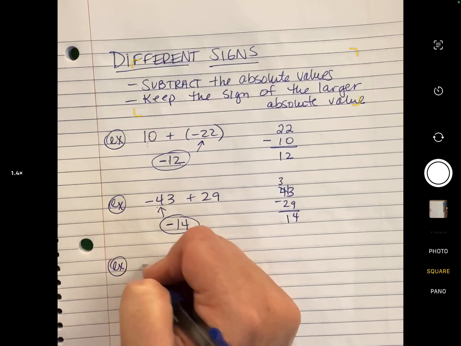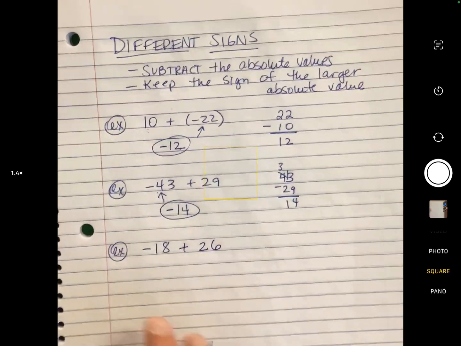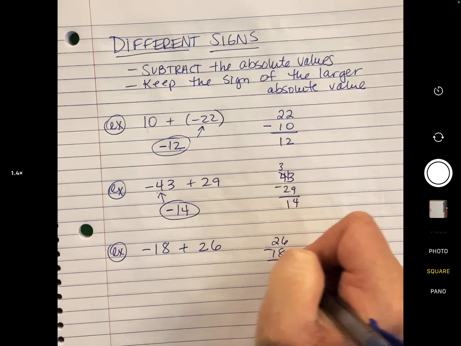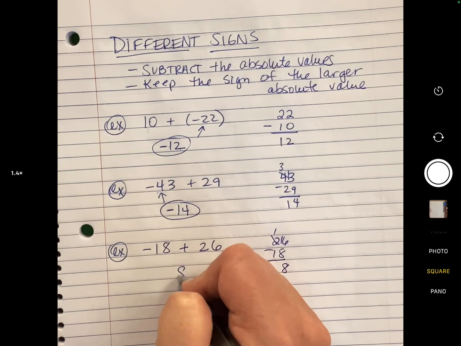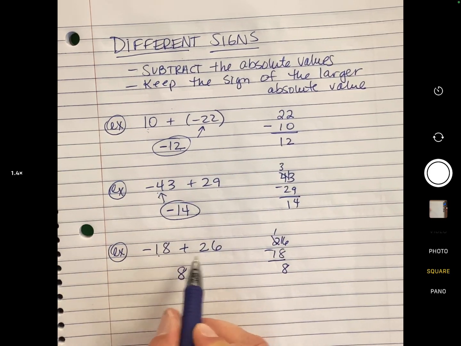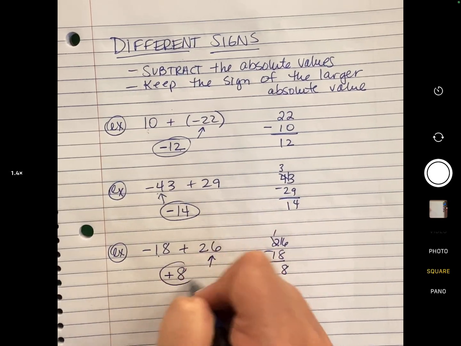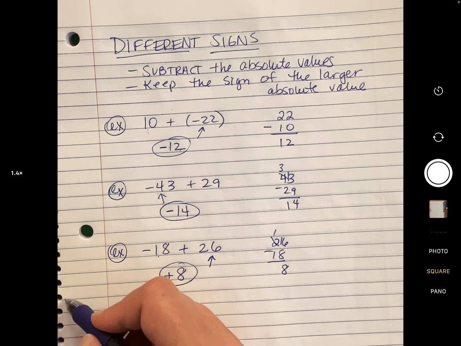One more example. If I start with negative 18 and I add 26. Again, different signs, so I'm going to subtract, put the larger one on top, just subtract the two numbers. I get 8. I look at the two, which one has more negatives or positives? This time positives win, so this is positive 8. You do not have to put the positive there, but it does help you remember that you thought about the sign. So I recommend it, but you don't have to put it. You could have also just written 8.